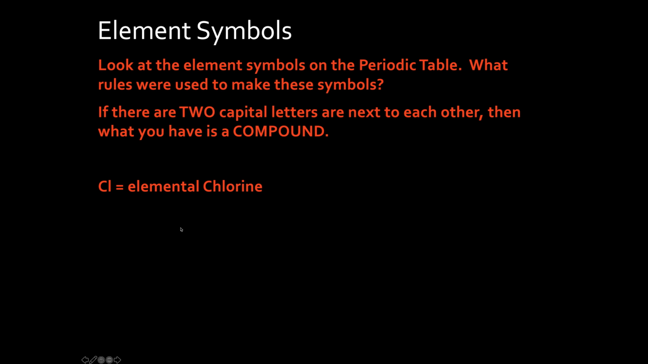For example, capital C, lowercase l, that's not an I. You may make that mistake many times this year before you figure that out. This is not carbon and iodine. This is elemental chlorine. The capital C, lowercase l, that's chlorine. Whereas uppercase C, lowercase o is elemental cobalt.